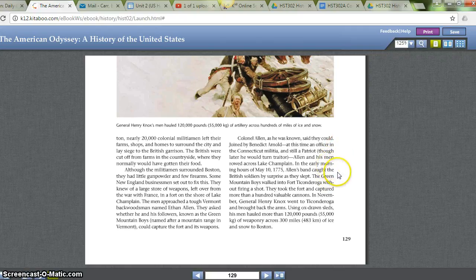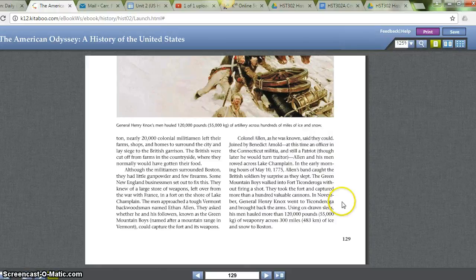In the early morning of May 10, 1775, Allen's band caught the British soldiers by surprise as they slept. The Green Mountain Boys walked into Fort Ticonderoga without firing a shot. They took the fort and captured more than 100 valuable cannons.